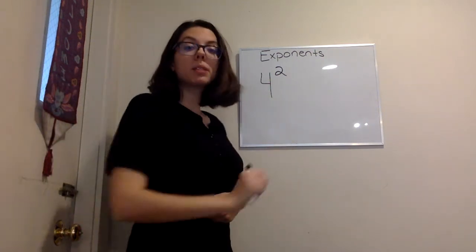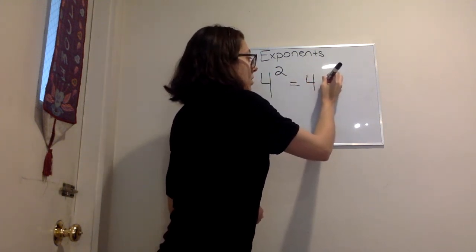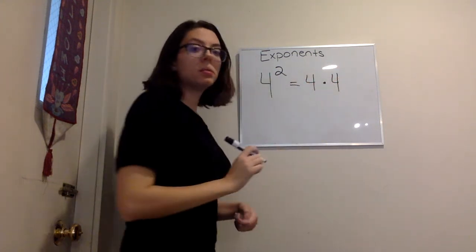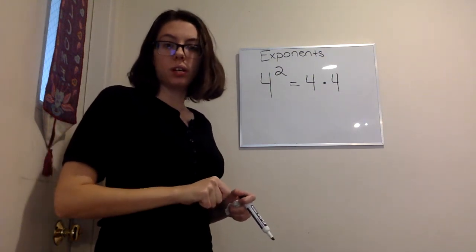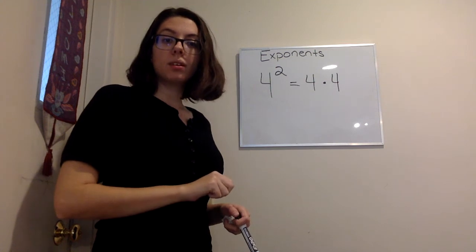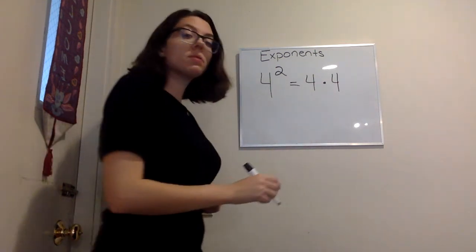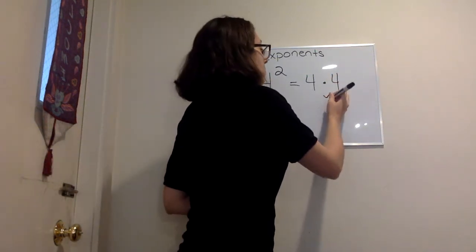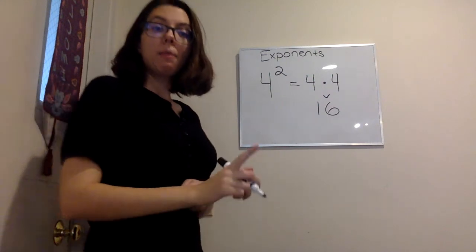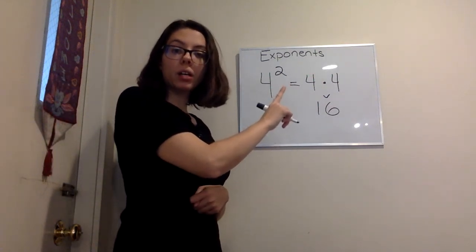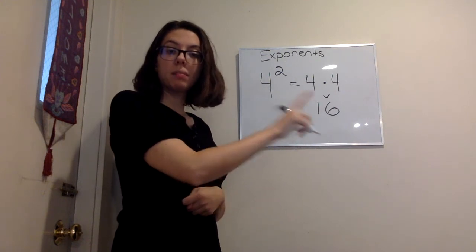Again, this is repeated multiplication, so we are going to be multiplying 4 times 4. If you feel like you're following me, I would recommend pausing the video here and attempting to solve this before I do, okay? So now when I see 4 times 4, underneath I'm going to write 4 times 4 is 16. Therefore, 4 to the second power equals 16 because it's repeated multiplication.